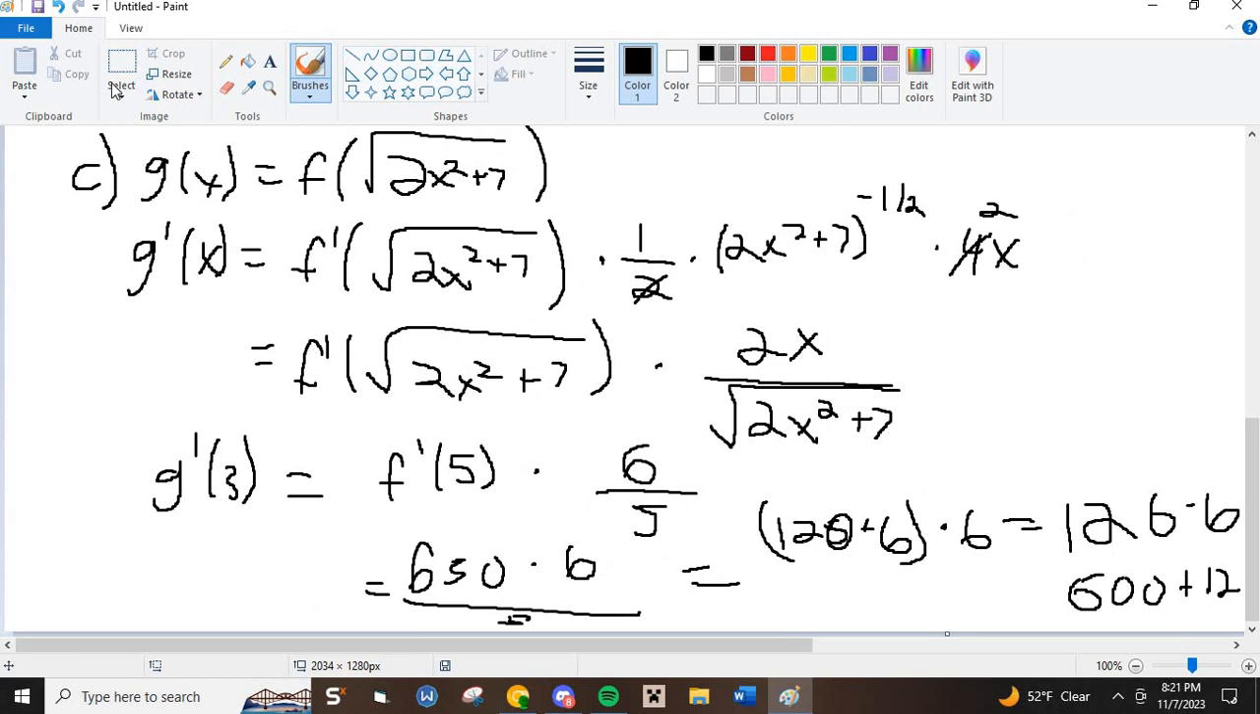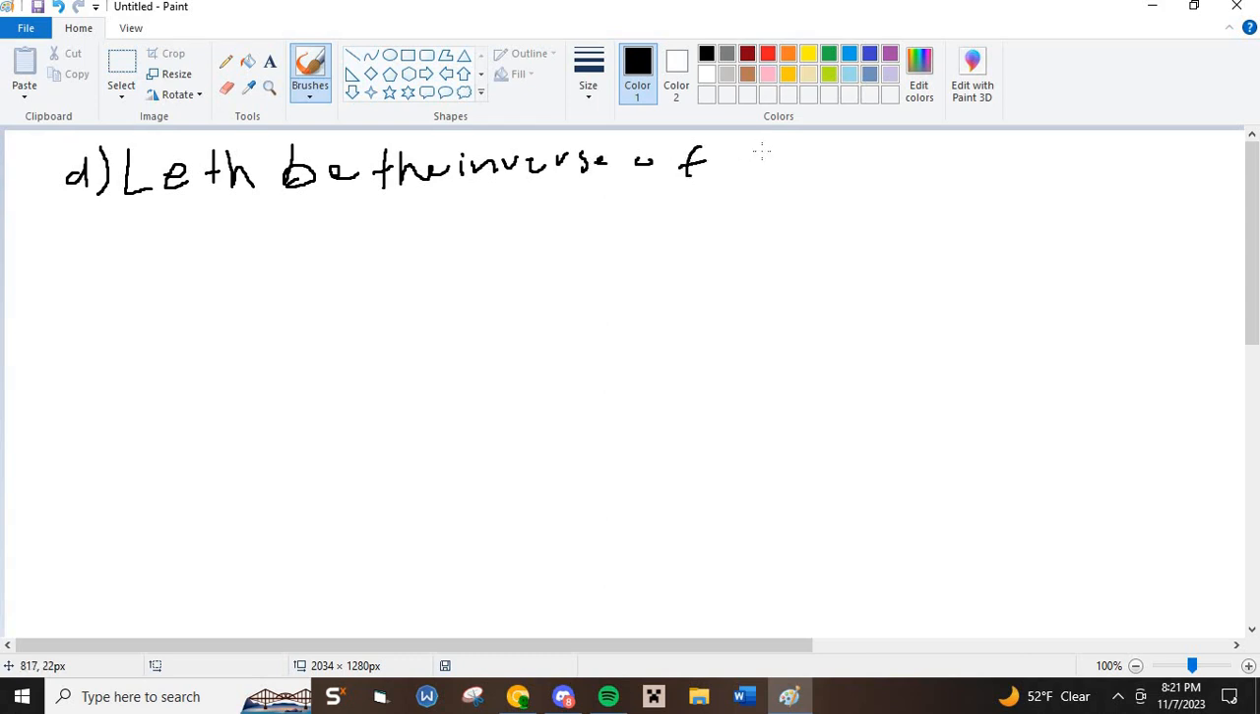I'm running out of space here, so I'm just going to clear everything. Alright. I accidentally deleted the question 2, but that's fine. I'll just copy it down. Let H be the inverse of F. Find H prime of 3.